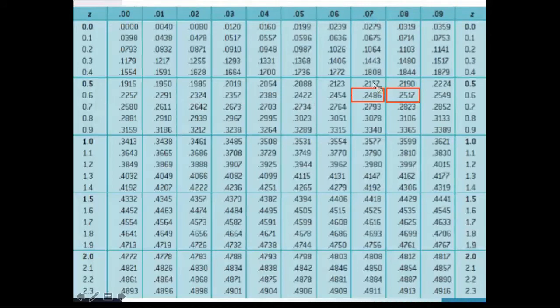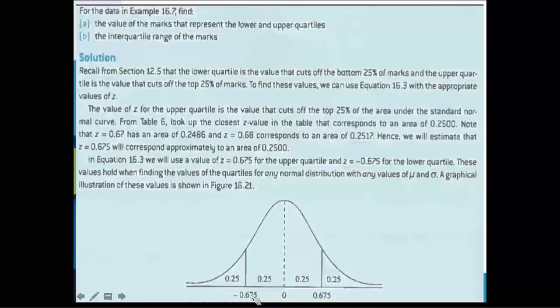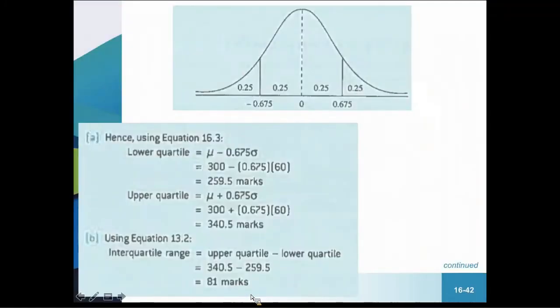I would go with a result of 0.67, a z-score of 0.67. I think he goes with a z-score of 0.675, halfway between the two. Let's see what he does. Yeah, so he's working on 0.675. I reckon 0.67 is going to get us pretty close as well.